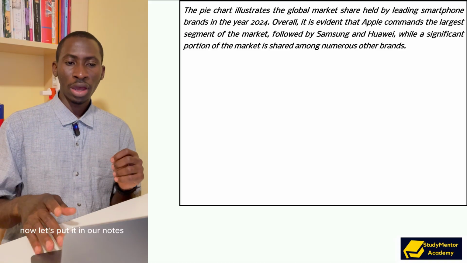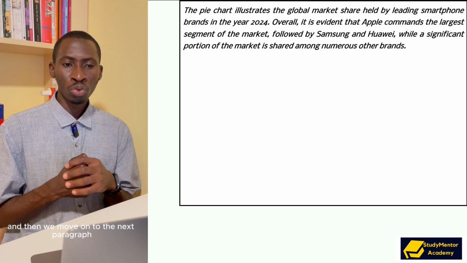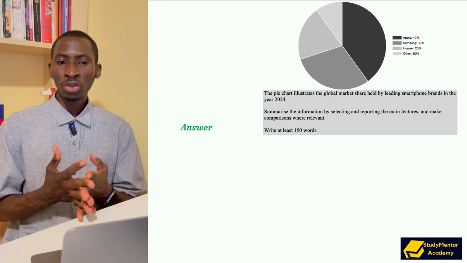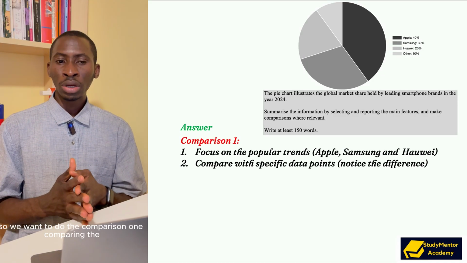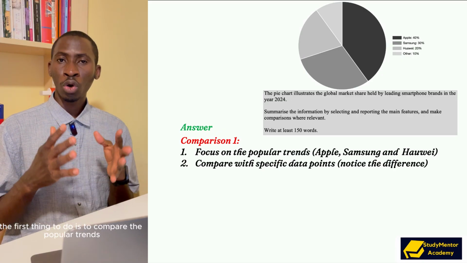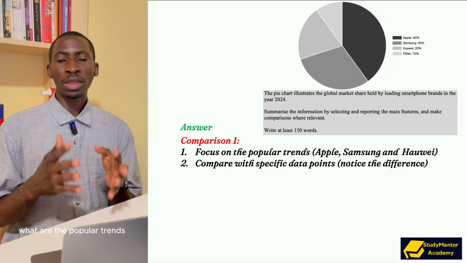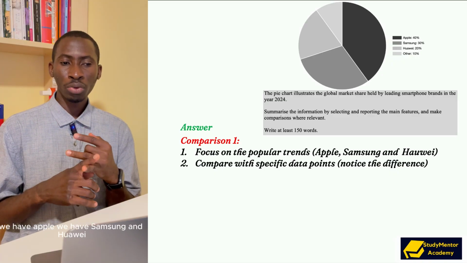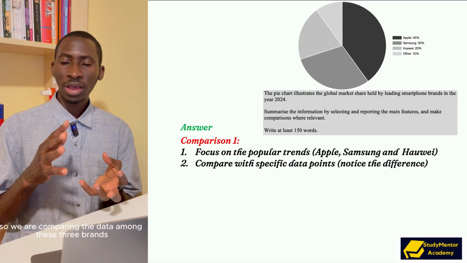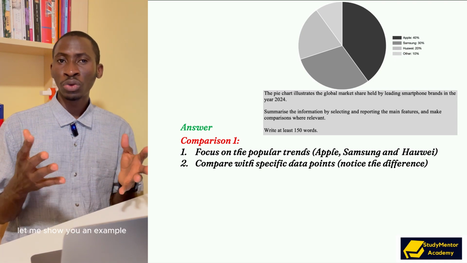Now let's put it in our notes. So we have written it in our notes, and then we move on to the next paragraph. In the next paragraph, we want to compare. So we want to do the comparison one. Comparing, the first thing to do is to compare the popular trends as usual. So in this case, what are the popular trends? We have Apple, we have Samsung, and Huawei. So we are comparing the data among these three brands in comparison 1. Let me show you an example.